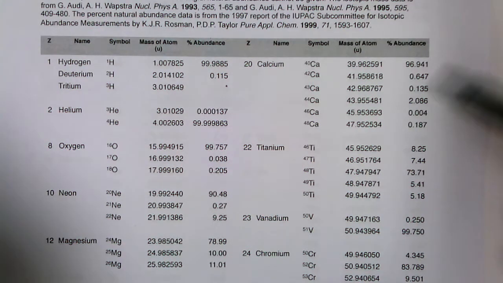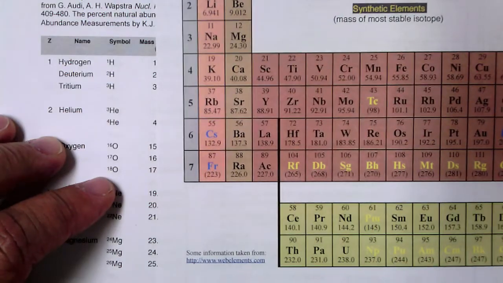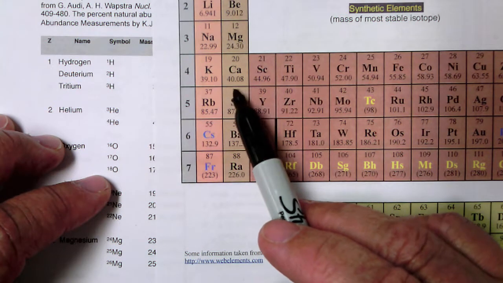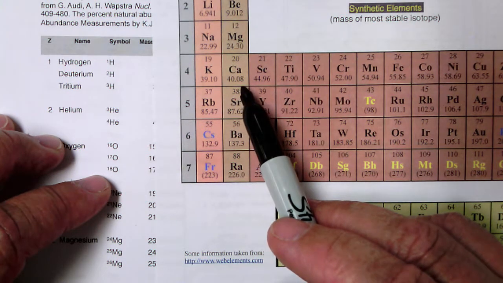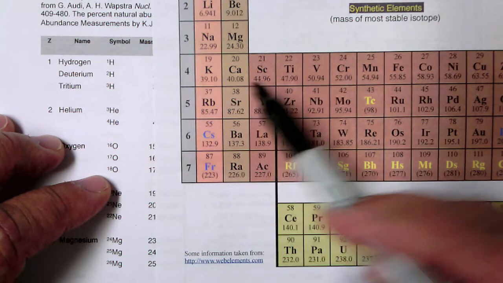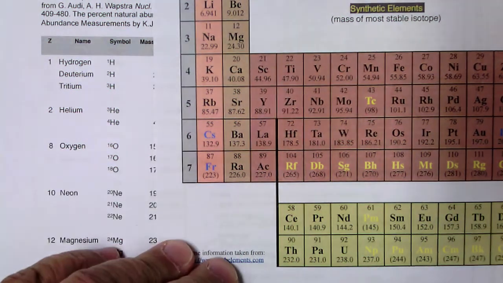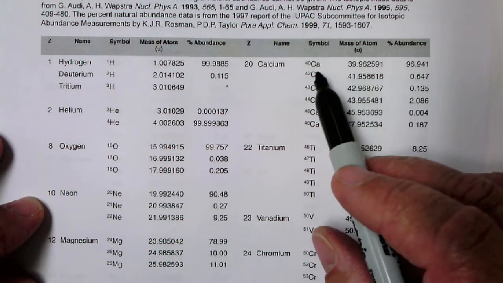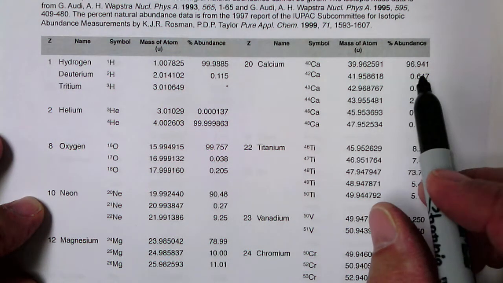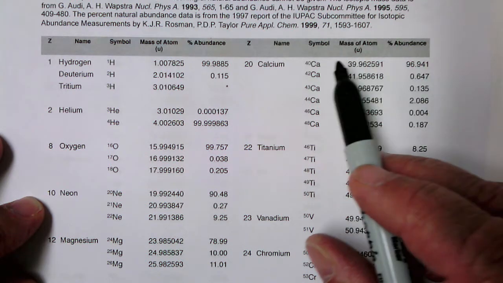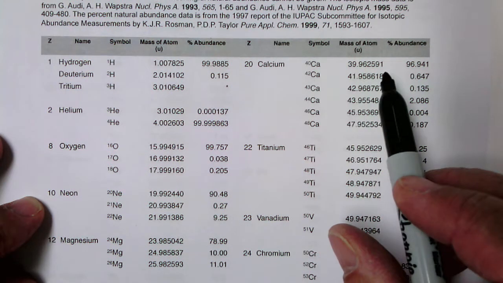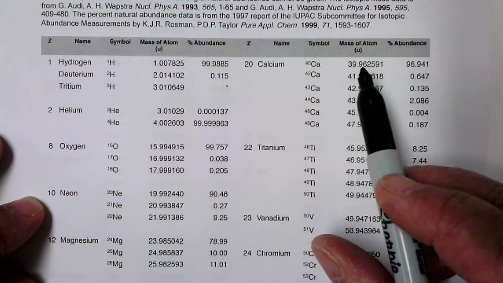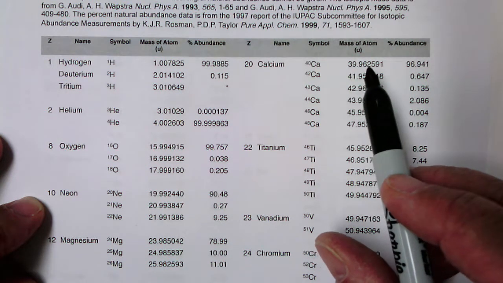And if we look at our periodic table, we can see that calcium over here has a mass of 40.08 atomic mass units. It is closest to the mass of the isotope that is in greatest abundance. That's the one that contributes the most mass to it, and so when you average it, you get an atomic mass very close to the one that's in greatest abundance.